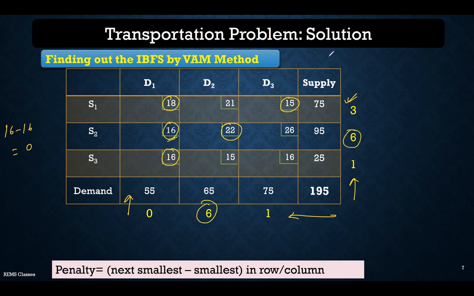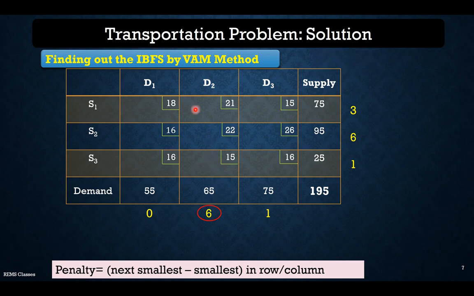Earlier also I have said that if there is a tie, we have to break the tie arbitrarily. We can select any one. So if we select this particular 6 as the maximum penalty, we are selecting this particular column. In this column, the least cost is 15, so we will select this particular cell.